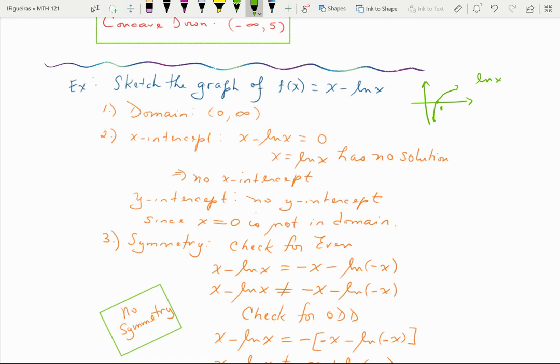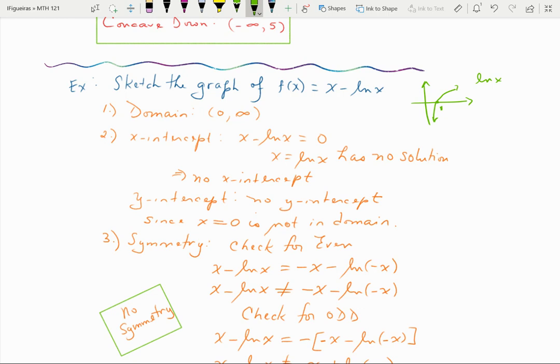And so the closer you get to 0, this is approaching negative infinity, but it's not defined at 0 and it's not defined at any negative number. So your domain is basically dictated by ln x here.